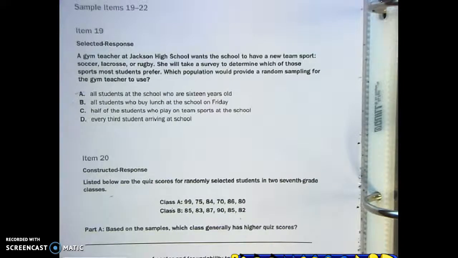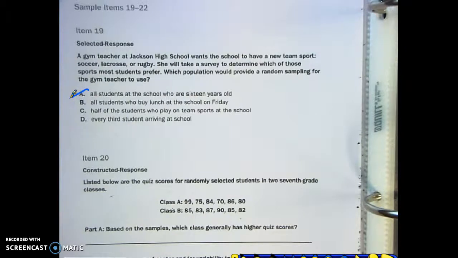That's all about biased and unbiased, random sample, voluntary sample, convenient sampling, all of that stuff. So 19 says, a gym teacher at Jackson High School wants the school to have a new team sport, soccer, lacrosse, or rugby. She will take a survey to determine which of those sports most students prefer. Which population would provide a random sampling for the gym teacher to use? A, all students at the school who are 16 years old. If you only choose 16-year-olds, then you're not including the other ages at the high school, so it's not A.